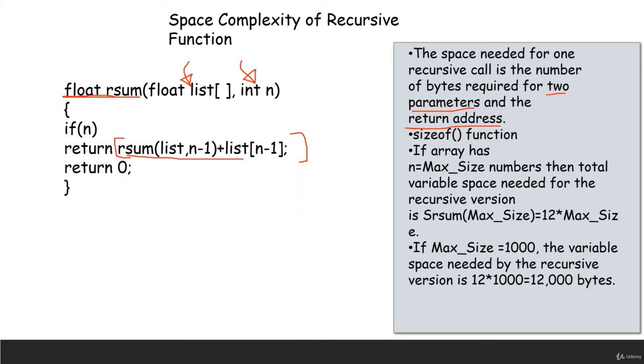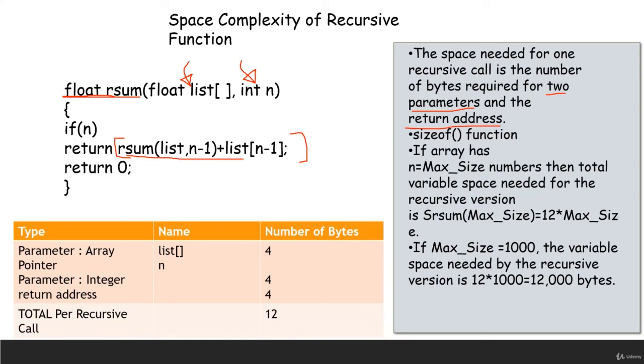So float list, let me show you this. Here the first parameter is the array. How many bytes is the array taking? It is of float data type, so obviously it is taking 4 bytes. Now int n, it has integer data type, so it will also take 4 bytes. The next one is the address, and as I said, by default it always takes 4 bytes. So the memory needed for one recursive call is 12 bytes. 4 into 3, that is 12 bytes. This is how the space complexity of a recursive function is calculated.